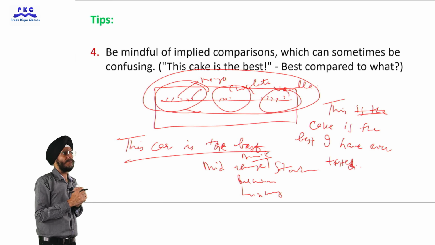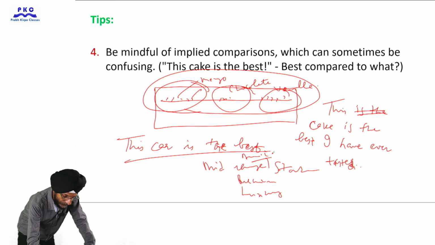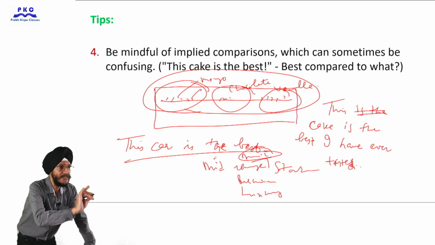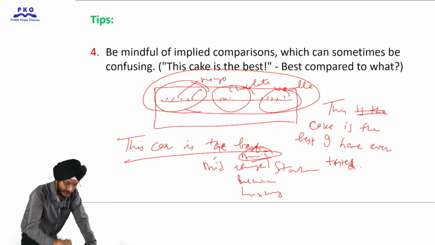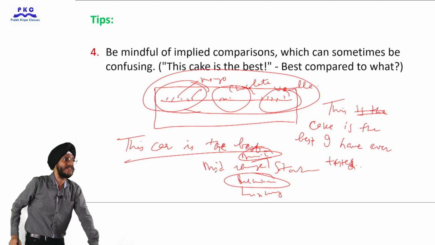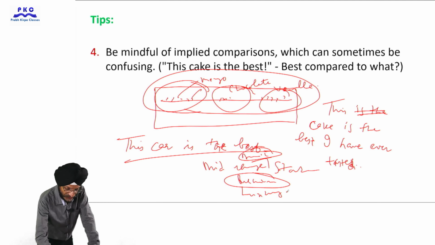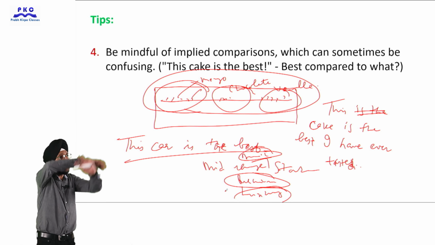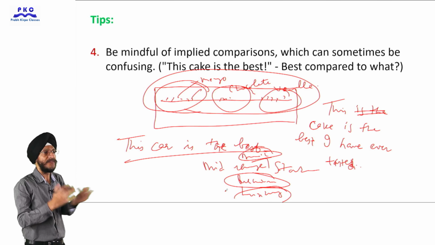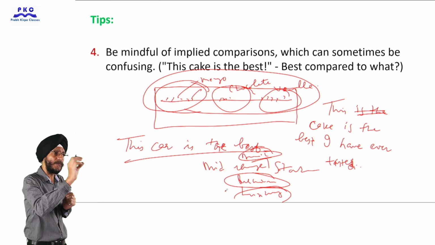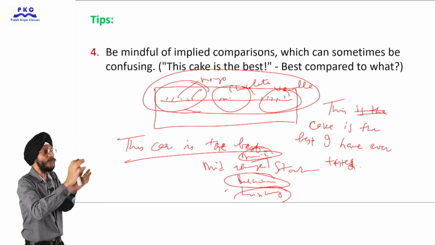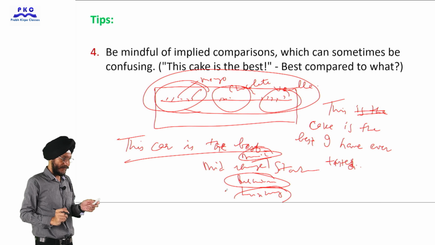This car is the best. What does it mean? Whether this car is the best out of the basic cars, or out of premium range cars, or out of the luxury range of cars, or out of all the cars, it is unclear. So we must specify with which we are making the comparison.